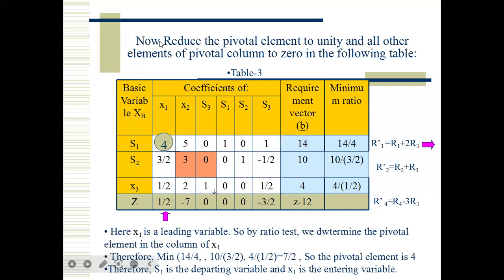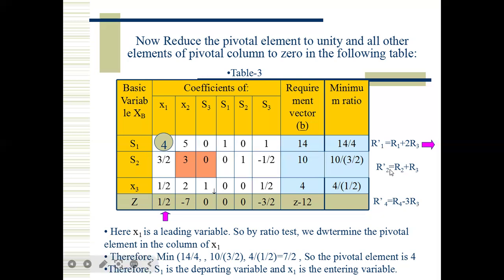Just reducing the pivotal element to unity and all other elements of the pivotal column to 0. That means 2 becomes 1 by dividing the whole row by 2. And now how do we get this 0? Actually, if we add twice the element of R3 to R1 we get the new row 1. Similarly, how will we get row 2?